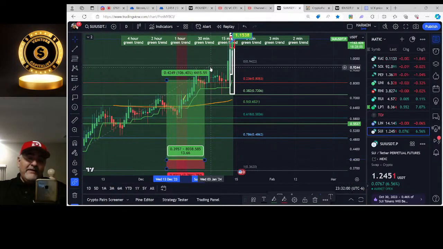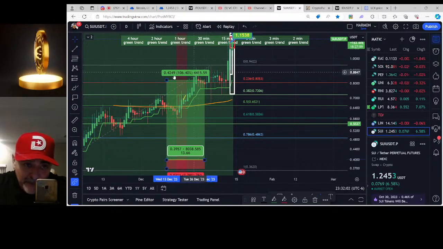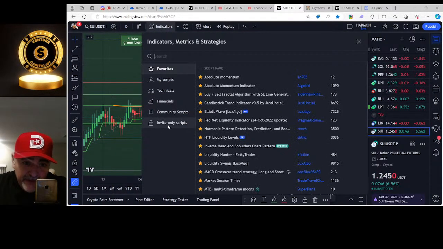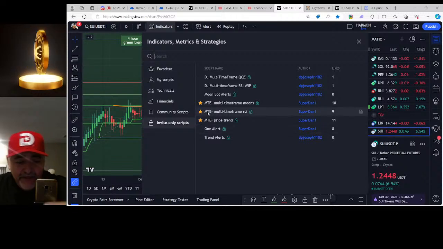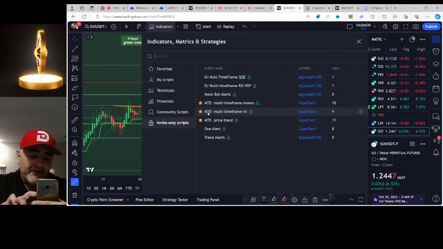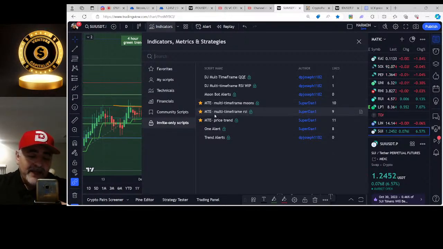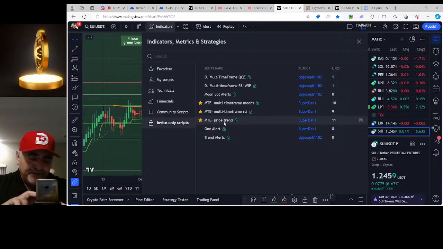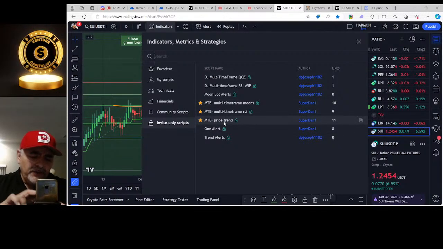So what these indicators are, these are called V cell. Let me pull up the indicator, right? So these are invite only. They're called Making Trading Easy, right? So you see that right there. They're multi-time frames, price trend, alerts, all those things, right? So if you want a 200 EMA, it tells you when to buy.